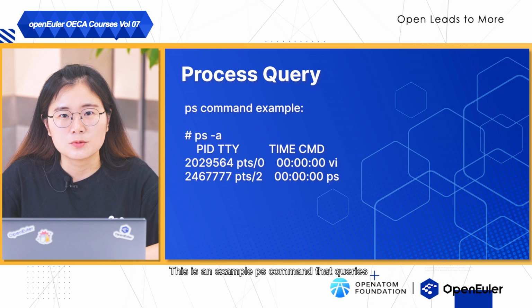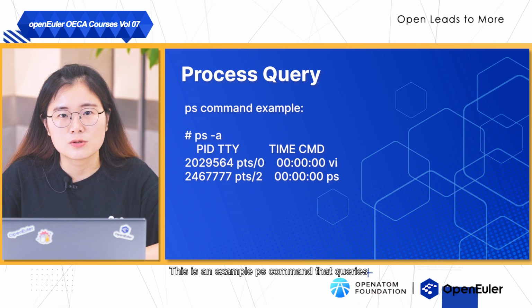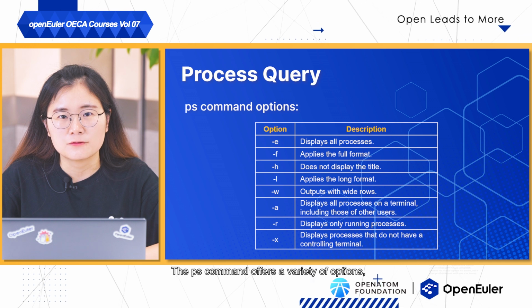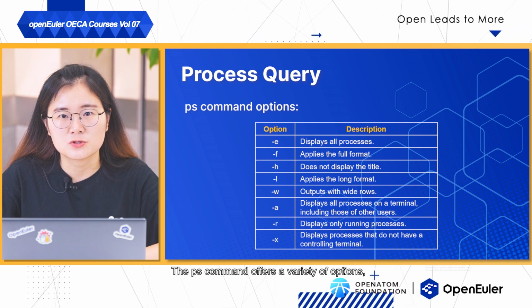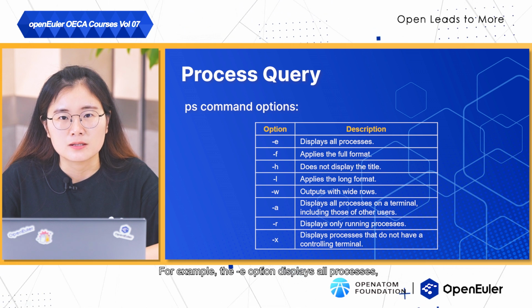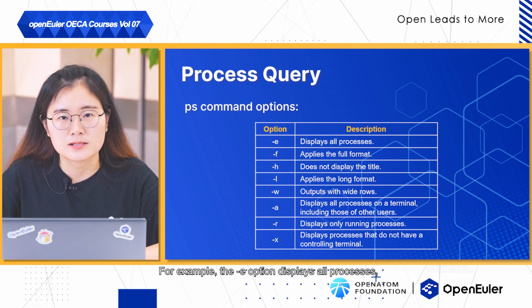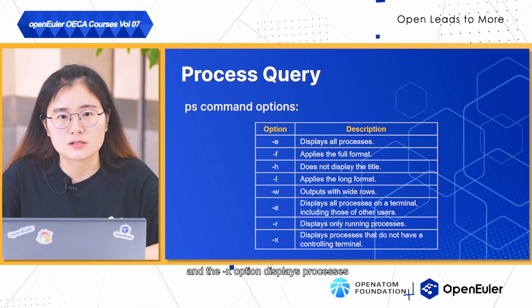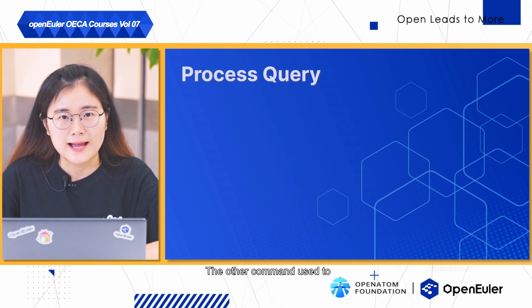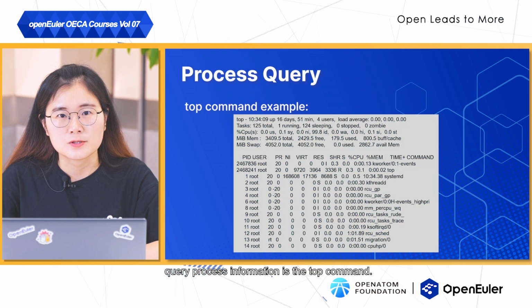This is an example ps command that queries all running processes on terminal. The ps command offers a variety of options, each with a unique function. For example, the E option displays all processes, and the X option displays processes that do not have a controlling terminal. The other command used to query process information is the top command.